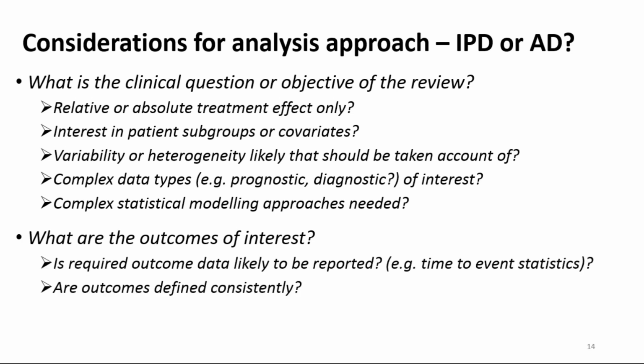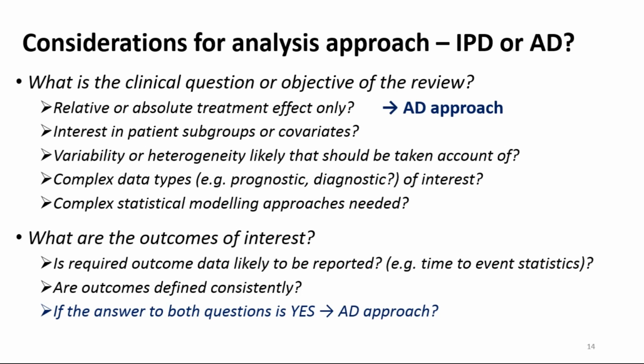In terms of your outcomes, you'll have a good idea of what the outcomes would be for your research question. Then think about, are those outcomes likely to be reported within the published literature? So, for example, time to event statistics aren't very well reported within oncology, perhaps in other areas too. And it's also worth thinking about the definition of the outcomes that you're interested in, and how they may be reported across trials, whether they will be reported consistently, or if there is any potential for outcomes to be defined slightly differently.